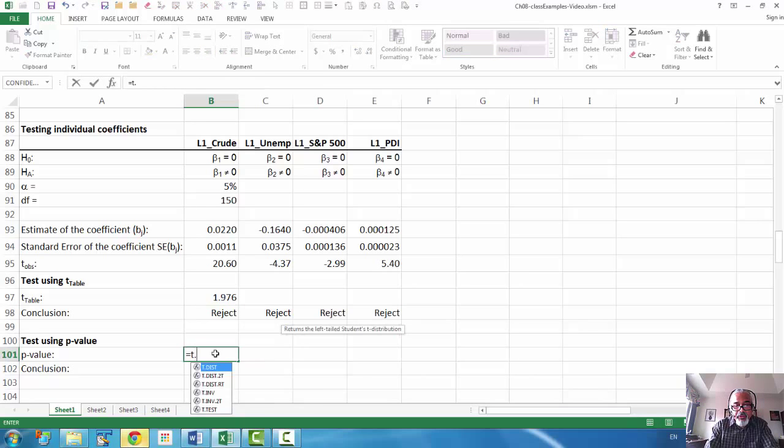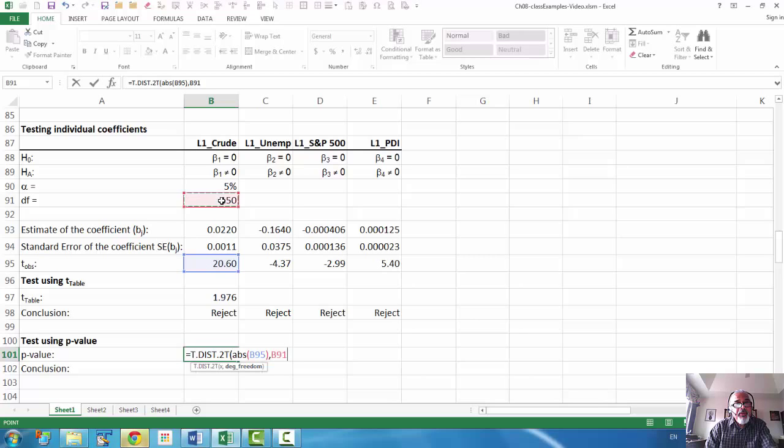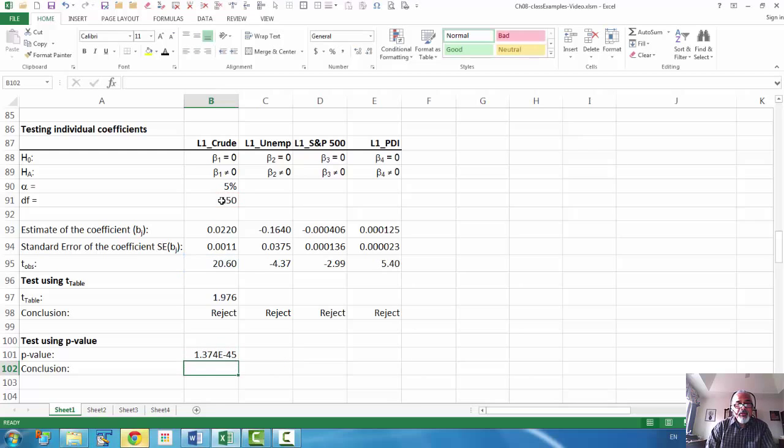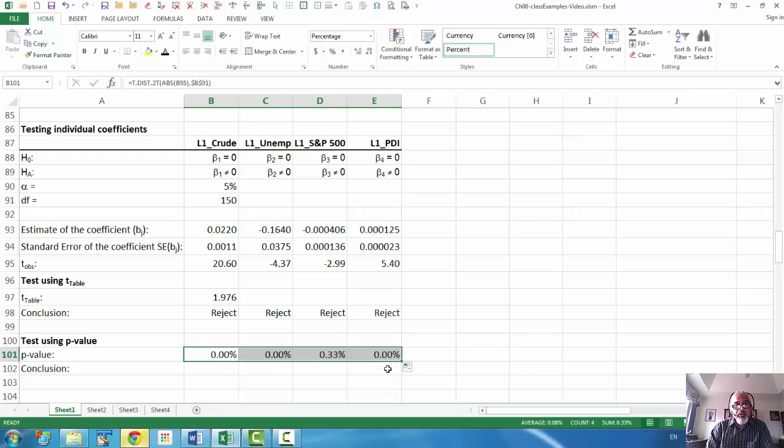The p-value will be T.DIST.2T, the absolute value of the t, comma, degrees of freedom, and that degrees of freedom should be absolute referenced. Now we'll make that into a percentage and copy. So you have the p-values.